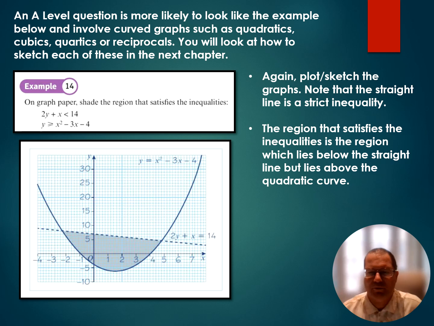So the region that we want that satisfies the two inequalities is the region below the straight line, because 2y plus x is less than 14, but above the quadratic curve because y is greater than or equal to x squared minus 3x minus 4, and you can see that region shaded in the diagram.